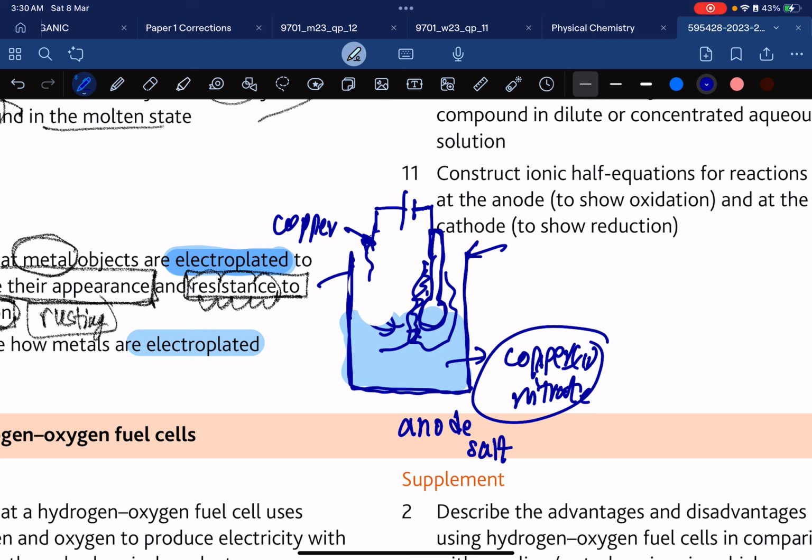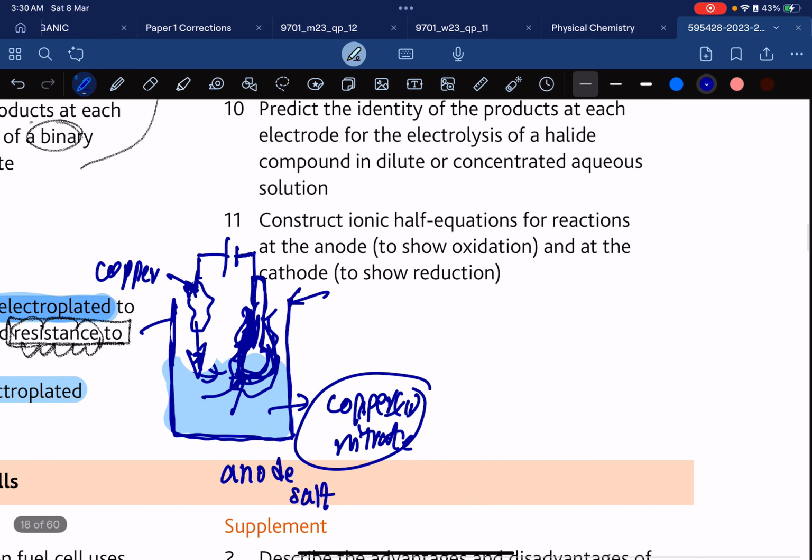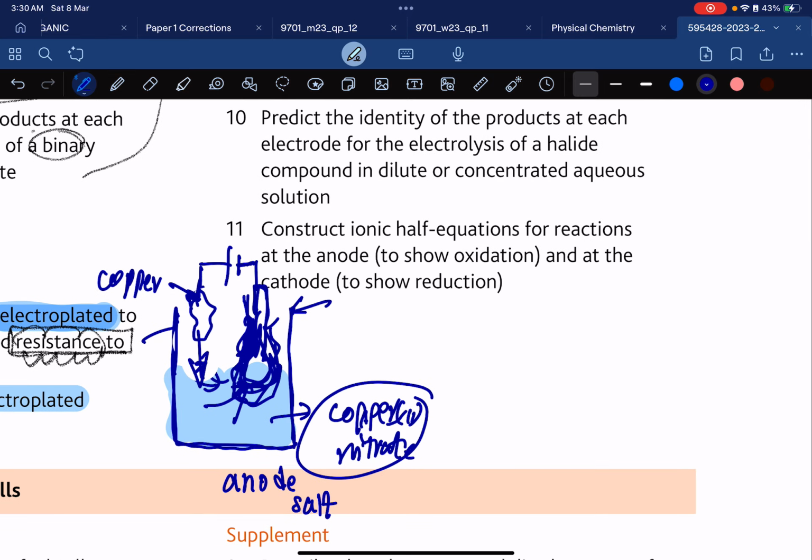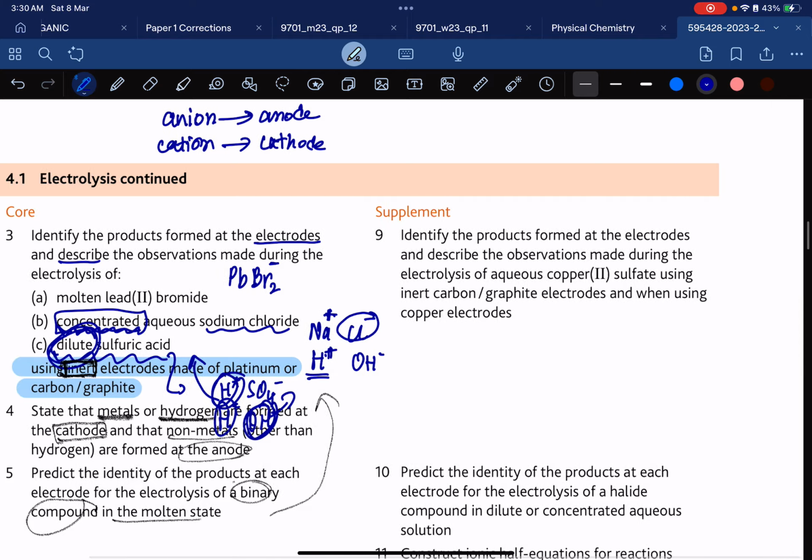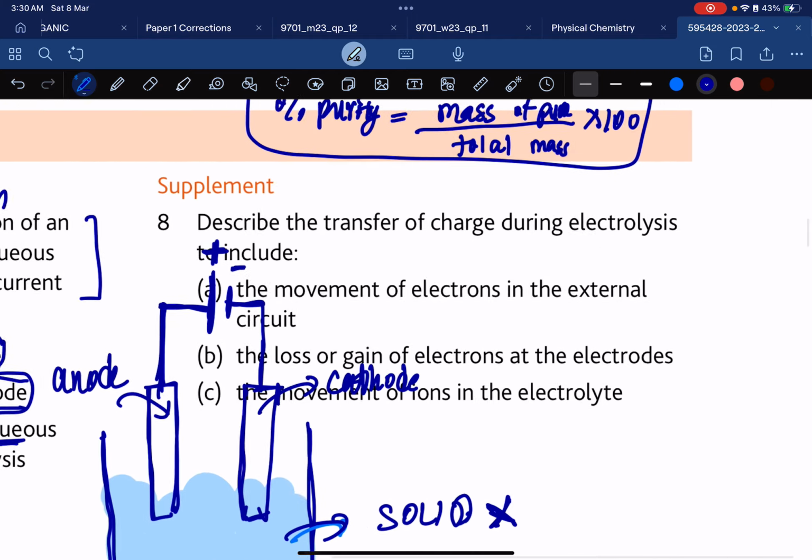This is how it will look, and this will be covered with the copper. Okay, so the rate at which copper ions enter the electrolyte is the same rate at which copper ions leave the electrolyte to be deposited over here, right? That's how electroplating works. Then we come back here.